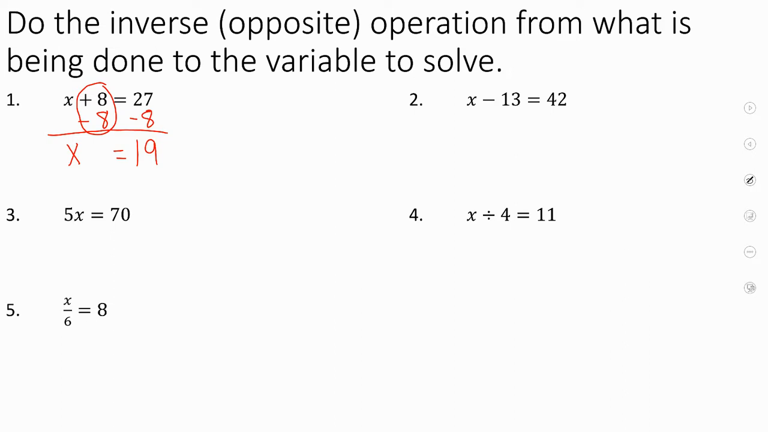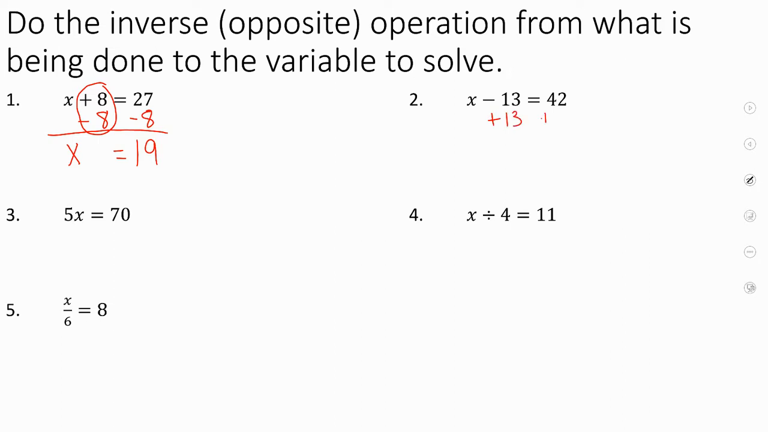We have x minus 13 equals 42. And identify where your variable is, what's happening to it. We have x minus 13. So we are subtracting 13. We're going to use that inverse operation idea here with this one. And because we're subtracting, the opposite or inverse of subtracting is addition. So we're going to add 13.